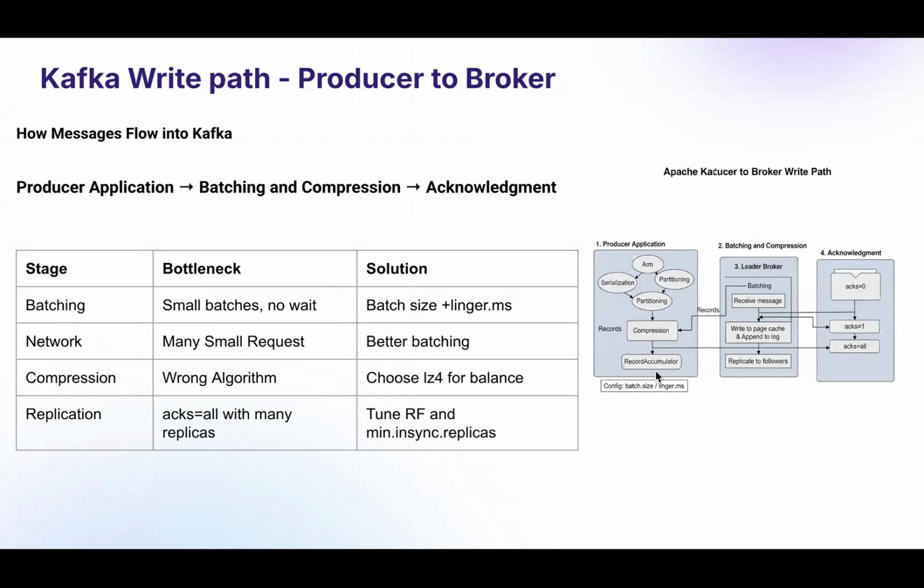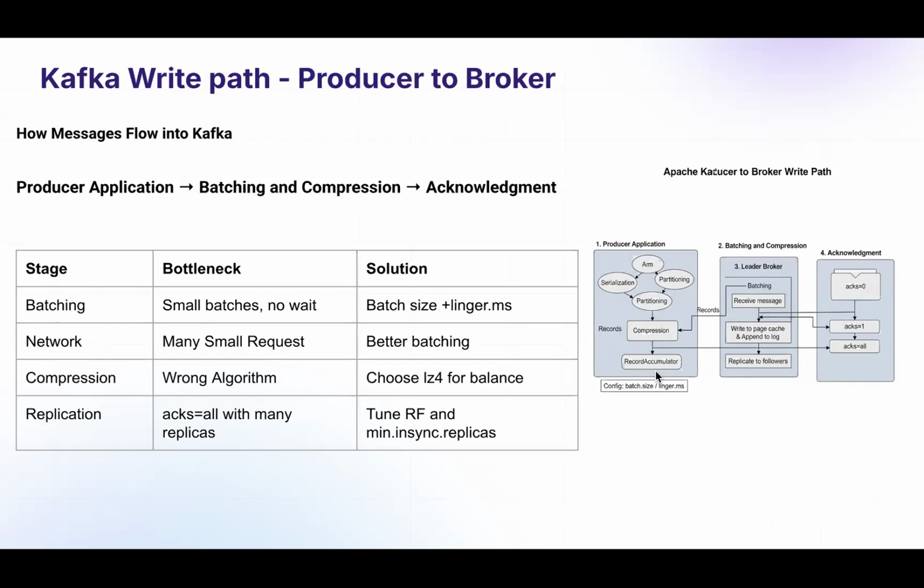your application creates a message. Kafka serializes the key and value to bytes, runs it through the partitioner to decide which partition it goes to, and puts it in an accumulator. This is a buffer where the messages batch up. In step 2, Kafka waits until either the batch reaches a certain size or a timeout expires. Then it compresses the entire batch using an algorithm like LZ4 or Snappy and sends it over the network to the broker.